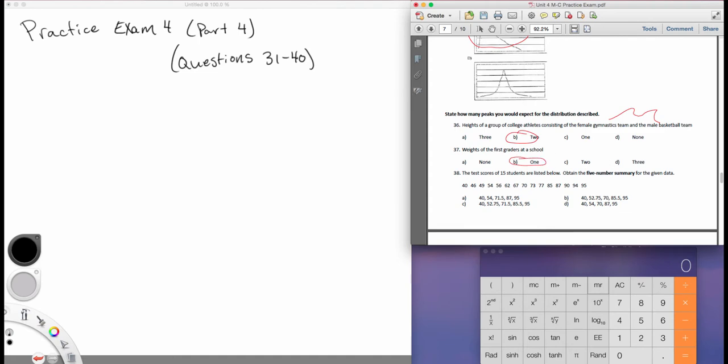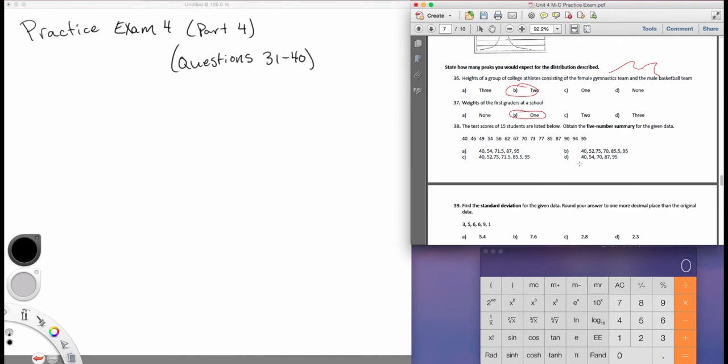The test scores of 15 students are listed below. We want to obtain the 5-number summary. Remember, that's the median, the lowest value, the highest value, and then the lower quartile and the upper quartile. Those are the 5-point summaries. Okay, so we want to notice that they already give it to us in values. So 40 is at the bottom. That's one of our points.